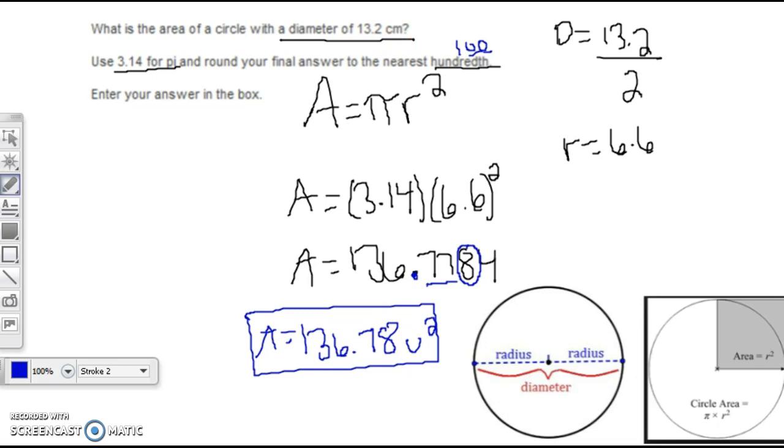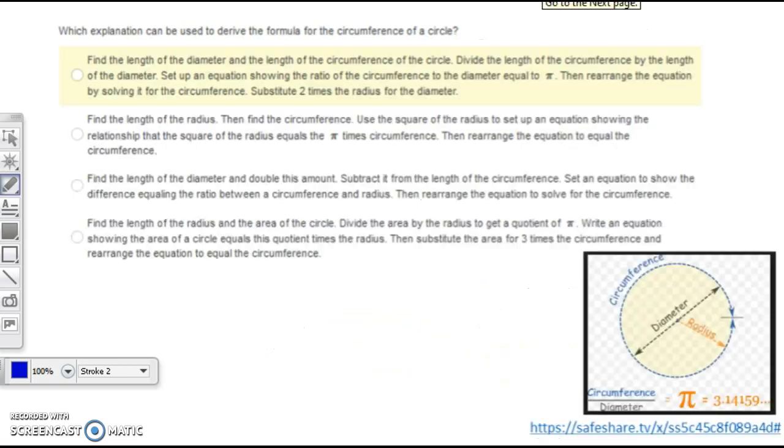All right, let's tackle the next one. Which explanation can be used to derive the formula for the circumference of a circle? Okay, so this is a pretty wordy problem, so I'm going to show you the picture and a video before we actually look at the words.